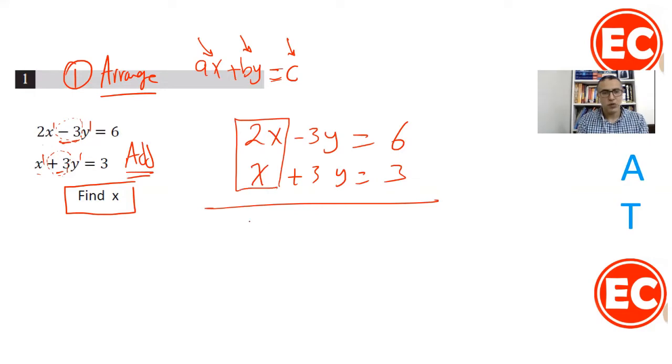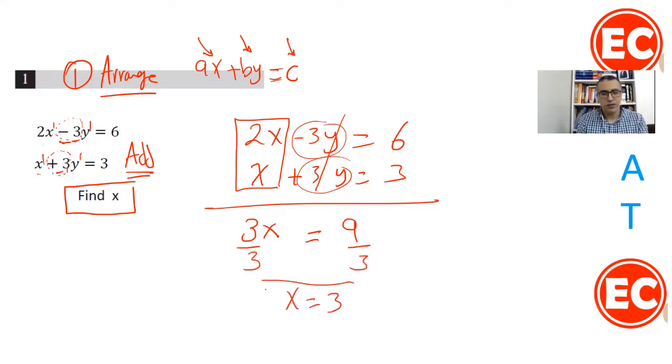1x plus 2x is 3x. Negative 3y plus positive 3y gives me 0, so now I don't have a value of y. 6 plus 3 is equal to 9. All I have to do is divide both sides by 3, so x is equal to 3. So it's direct. I used the method of adding the two equations. I didn't use the substitution method.